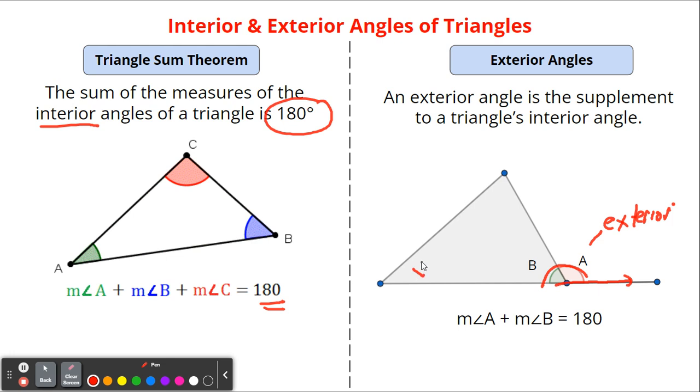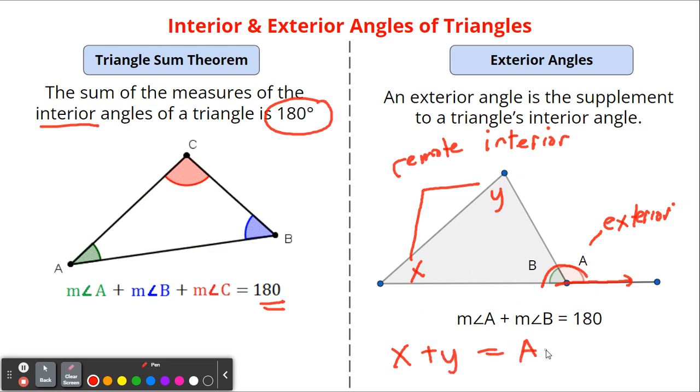We also have this one. If I have two angles x and y, we call these remote interior angles. We can also use these to find the measure of our exterior angle because the exterior angle theorem says that the sum of our two remote interior angles will be equal to our exterior angle. So angle x plus angle y is actually also equal to angle A. We can use that later on in solving angle relationship problems.